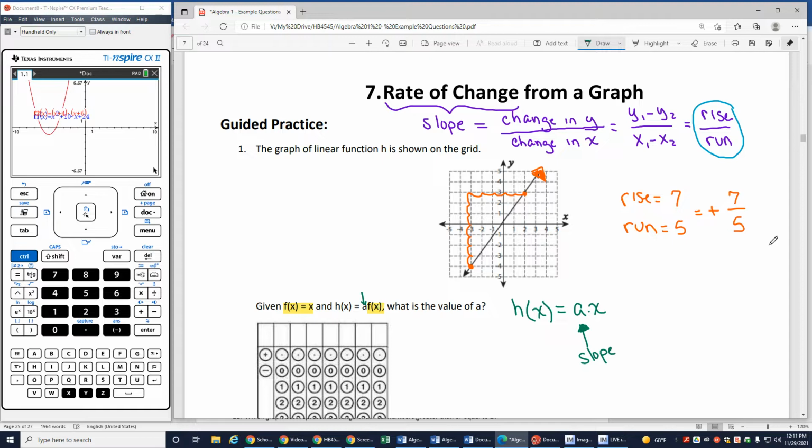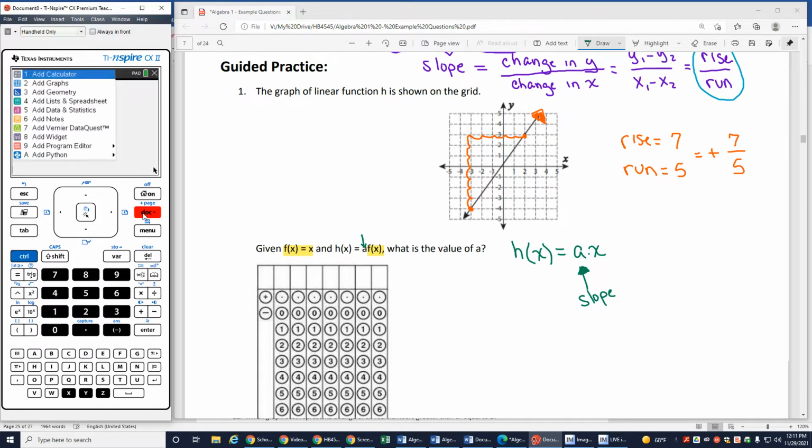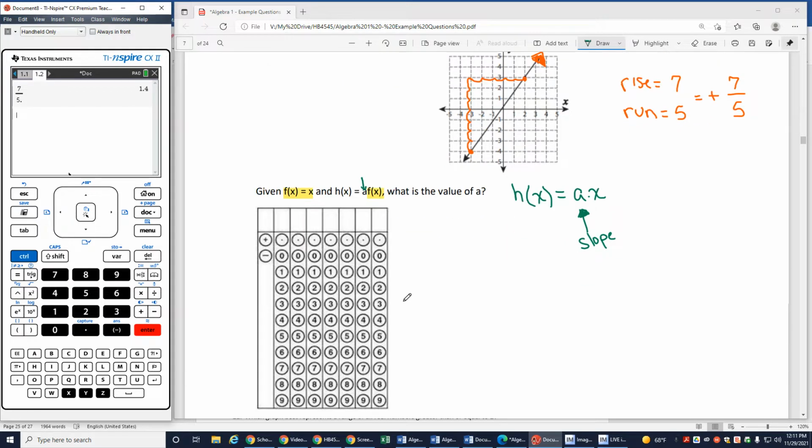So anytime you see a number in front of just a plain old x, that's going to be your slope. Okay, now 7 divided by 5, I need to make that into a decimal, so I am going to use my calculator. I'm just going to get a new page, a calculator page, and I'm going to do 7 divided by 5, and I'm going to put a decimal because otherwise it's just going to give me my fraction back. By just putting a decimal on the end there, it says it's okay to give me a decimal. And it tells me 1.4. So I'm going to put a 1.4.